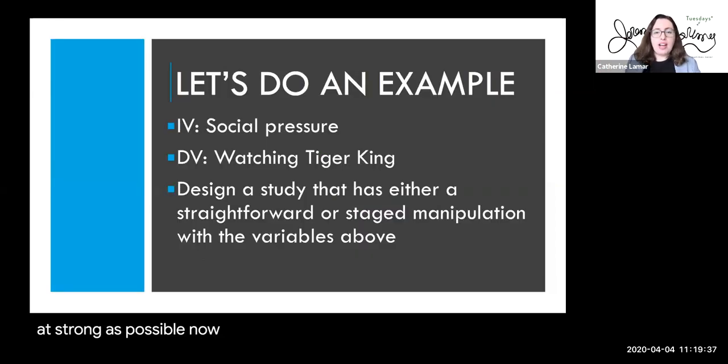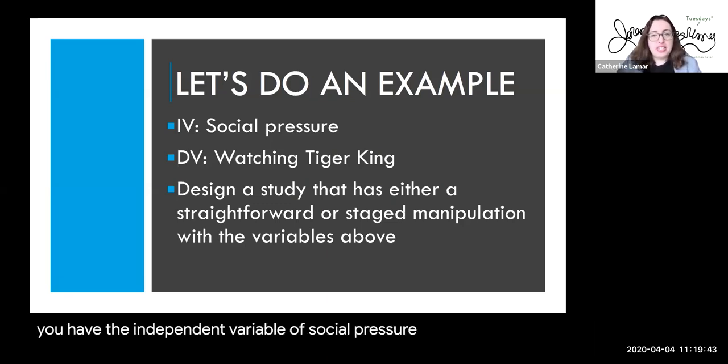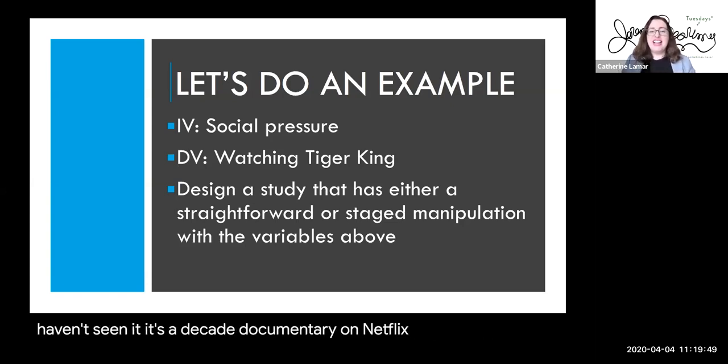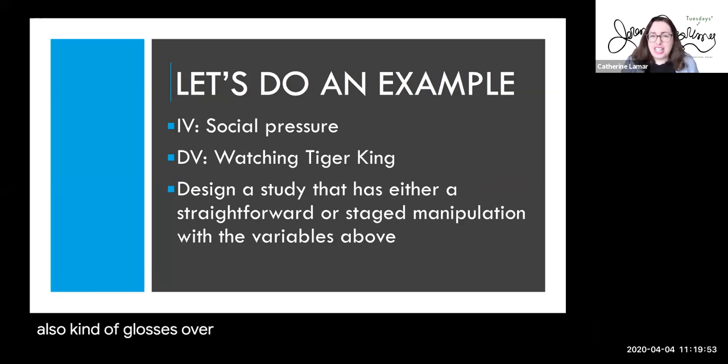Now, on your own, I'd like you to do an example. If you have the independent variable of social pressure and the dependent variable trying to get people to watch Tiger King, which if you haven't seen it, it's a documentary on Netflix. It's a wild ride, and also kind of glosses over a lot of important issues, which I'm happy to talk about with people if you like.